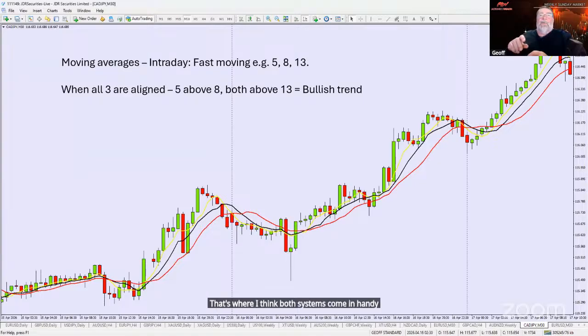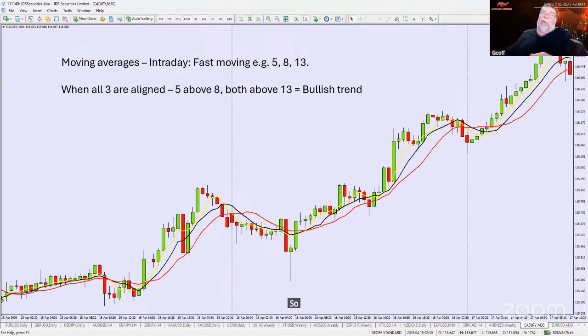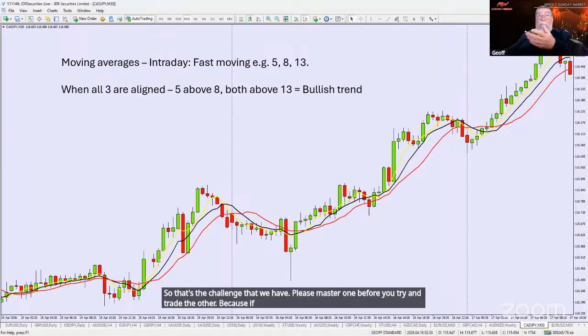And I would encourage you, once you're comfortable with one, and please be comfortable with one before you go on to the other, to try to recognize how you can range trade and how you can trend trade, because they're completely different and don't mix up the two. So that's the challenge that we have. Please master one before you try and trade the other, because if you mix them up, you're going to be in all sorts of trouble.